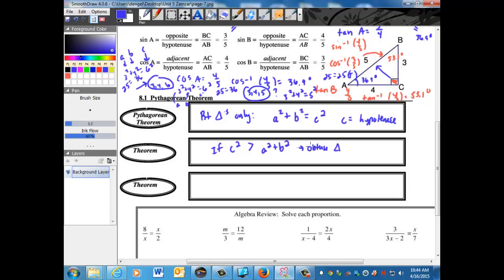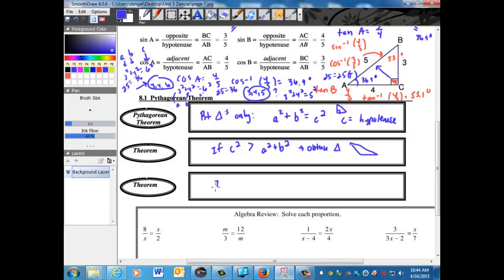And so that will happen when we apply a squared plus b squared is equal to c squared, and they're not equal, and c squared is greater than a squared plus b squared, then we know we have an obtuse triangle, and so that would be a case of a triangle that looks like this. And that should make sense, because remember that a right triangle is always going to have a 90-degree angle. And so clearly this does not have that.